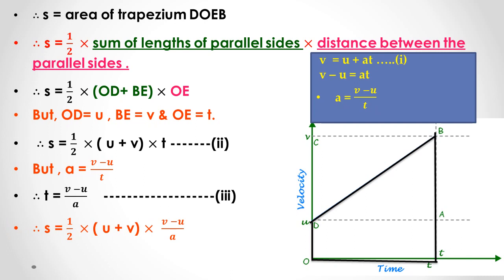So by putting this value of T into equation number 2, what will we get? We will get S equals half multiplied by U plus V. Till here the equation will be the same, but in equation number 2, instead of writing T, we will put the value of T, that is V minus U upon A. Is that clear, students? We are just rearranging the terms.